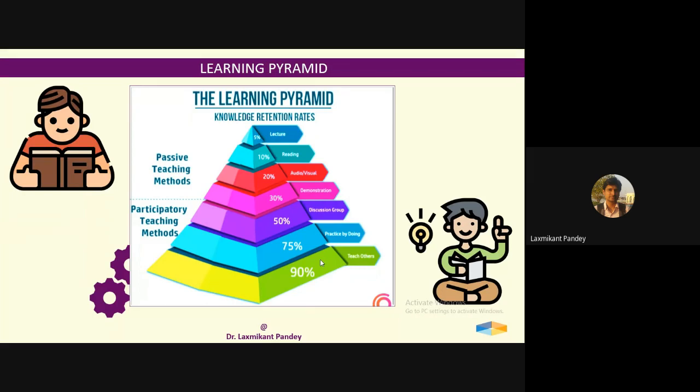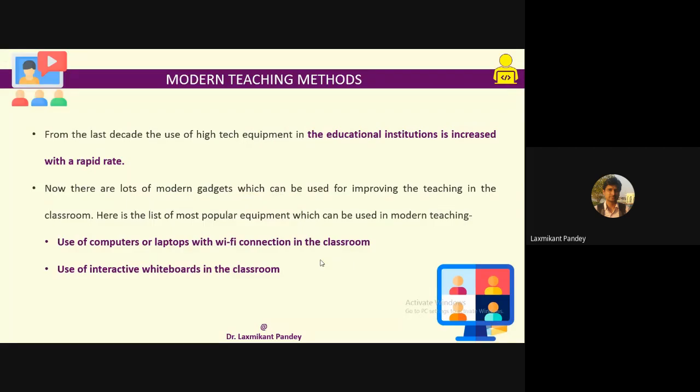Next. Now we are going to talk about some modern teaching methods which we can use. Over the last decades, as I told you, as information technology grows, in a similar way there is a boom of methods in education. The way we give information to the students is changing day by day.